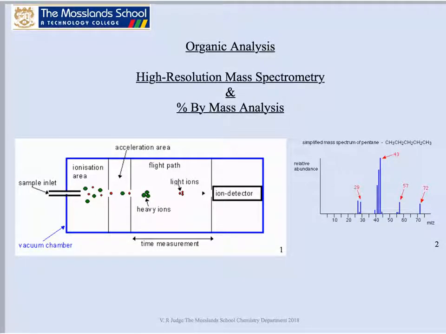Hi everyone, in this tutorial I'm going to talk a little bit more about mass spectrometry, in particular about a process called high resolution mass spectrometry that can be a little bit more useful than the stuff we looked at in the last tutorial. I'm also going to remind you about how to calculate the empirical formula of a compound, and we'll look at using the empirical formula and the molecular mass to find the molecular formula of the compound.